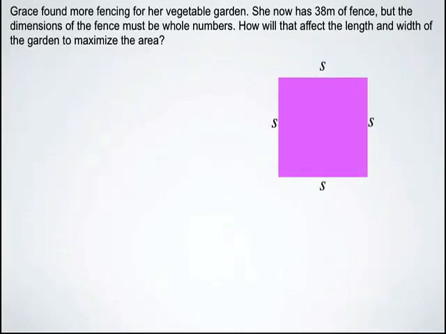So again, here's our situation. We've got a square, because it has to be as close to a square as possible to get a maximum area. And we're given that she has 38 meters of fencing for her garden. So we're required to find out what the width and the length is in order to maximize her garden.